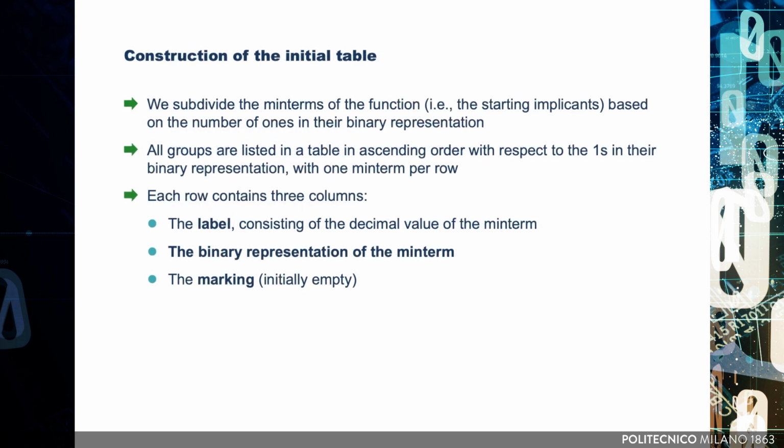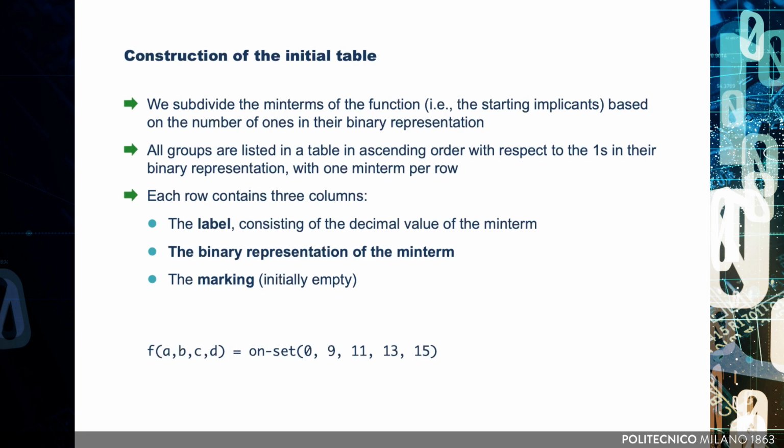This phase starts by organizing the minterms of the function into a list. Recall that minterms are implicants, each one covering exactly 1 element of the onset. The minterms are grouped based on the number of ones in their binary representation. Next, these groups are inserted in a table, ordered in increasing number of ones, with 1 minterm per row. Each row in the table consists of 3 columns: the label, which contains the decimal value of the minterm, the binary representation of the minterm, and a marking field, which is initially left blank.